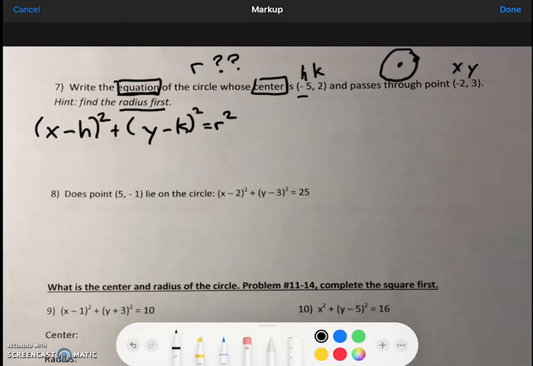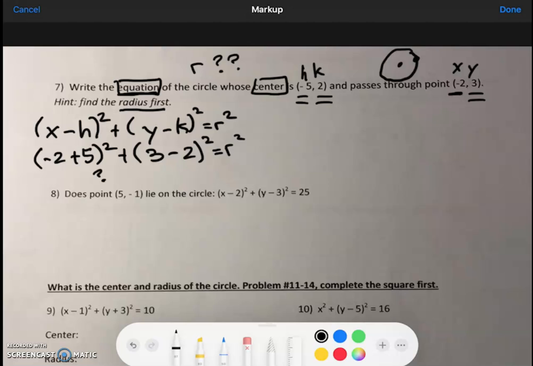What you're going to use is negative 5, 2 and negative 2, 3, and plug them into this formula. It says x, which is right here, negative 2, minus the h value, which is a negative 5, so I'll turn that to a positive 5 squared, plus y, which is over here, positive 3, minus the k value, which is 2. And I'll square this, and then I'm going to solve for the radius.